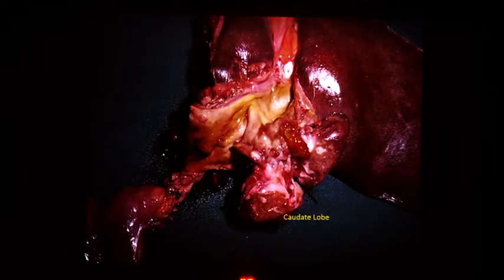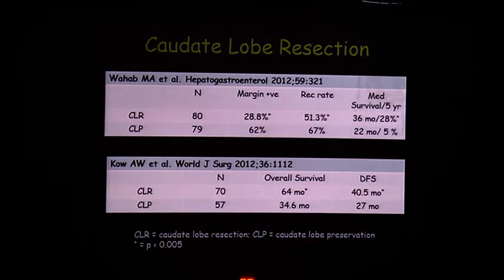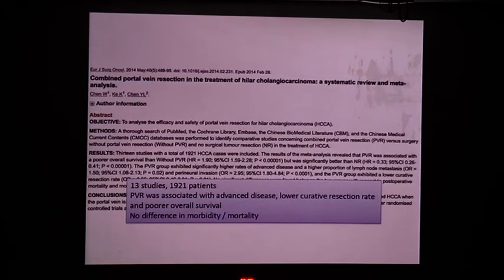Just a word about the caudate lobe. When you have a hilar cholangiocarcinoma, the caudate lobe is invariably involved, as I said. And it is now well shown that when you do a caudate lobe resection, the margin positivity, at least in this report, is around 30%. The recurrence rate is 51%. But if the caudate lobe is preserved, then the margin positive rate is much higher, with a much higher recurrence rate. Another observation: there is higher disease-free survival with resection compared to when the caudate lobe is preserved. So it is a well-established fact now that caudate lobe resection has to be done.